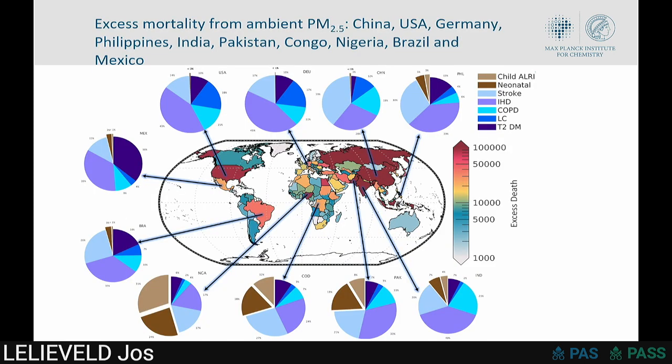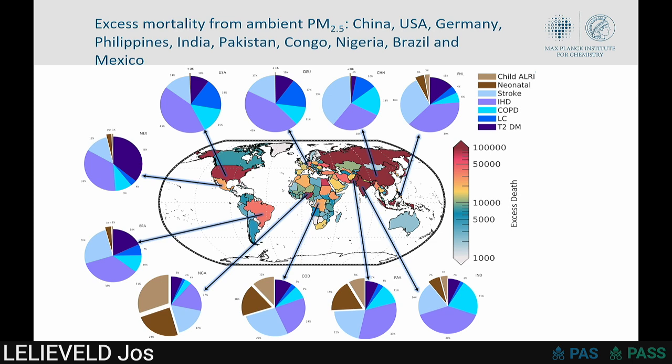Then if we look at the disease categories, you can't read this, but what I can say is that things that affect children are brownish here, and things that affect chronic diseases, for example, ischemic heart disease, COPD, and stroke, are more bluish. The upper three ones to the left are North America, Germany, and the right one is China, where cardiovascular diseases are way more than half of the cause of this excess mortality related to air pollution.